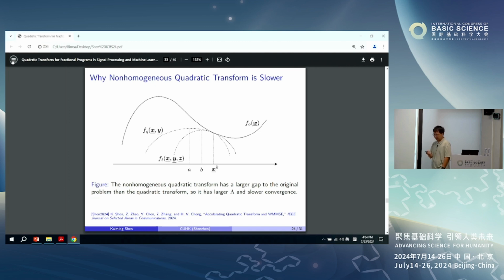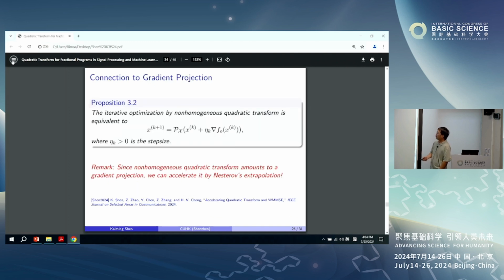Can we fix this issue? Well, the answer is positive. This is based on the following key observation. It turns out that the non-homogeneous quadratic transform, which updates x and y iteratively, amounts to the gradient projection. Okay? Even though the choice of the step size is very weird, we will never see that in the conventional choice for the step size in gradient descent algorithm. And this connection is very important because since the non-homogeneous quadratic transform amounts to a gradient projection, we can leverage Nesterov extrapolation to accelerate its convergence. And this is a well-studied theory in the optimization society.